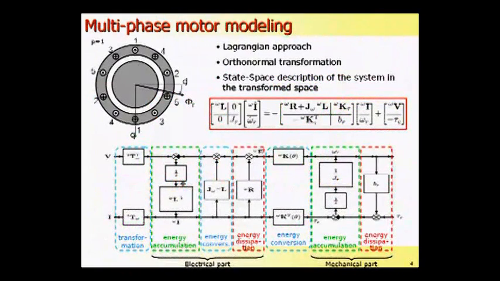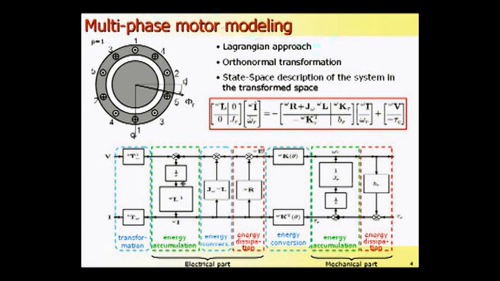So the first topic is multi-phase motor modeling. Using a Lagrangian approach, we carried out the model of this multi-phase motor. We applied some orthonormal transformation in order to reduce the system. Here we can see the differential equations of the system in the transform space. It is a very compact way to write the dynamics of the system.